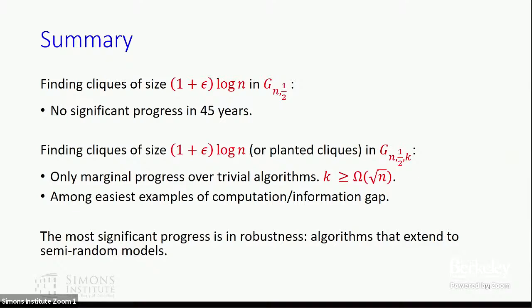This is among the easiest examples of a computation-information gap, where in terms of information there's this huge clique that waits for you to find it, but we don't know how to find it. And in a formal way, it's among the easiest problems because there are reductions from this problem to many other problems. The most significant progress, in my opinion, is in the area of robustness: we now have algorithms that work not just in random models, but also in semi-random models.